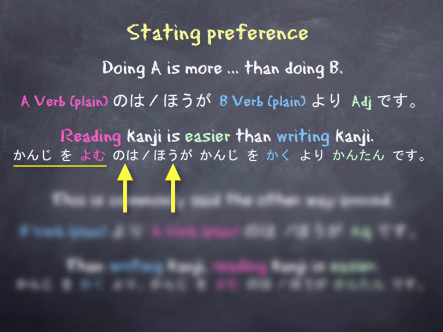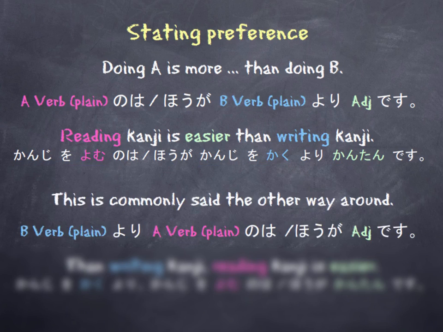We then have our second activity, which is writing kanji. Kanji o kaku. The verb kakimasu has been changed into its plain form of kaku. We then follow with yori, and finally we finish with our adjective, in this case kantan, which means easy.